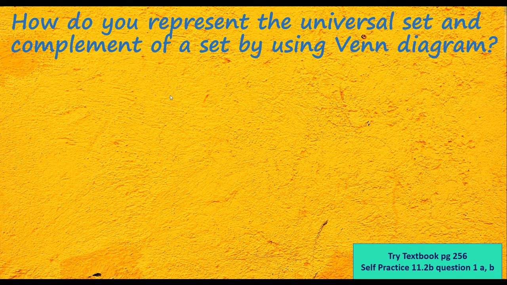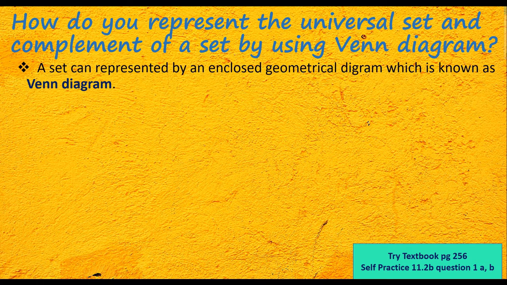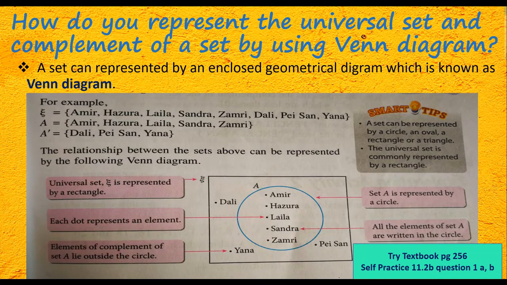Okay? Now we can look at the other questions. How do you represent the universal set and the complement of the set by using the Venn diagram? So what is the Venn diagram? Actually, a set can be represented by an enclosed geometrical diagram which we call a Venn diagram. Now, this is the Venn diagram that I took from your textbook, so we can see closely what the examples are. Now we look at them one by one.